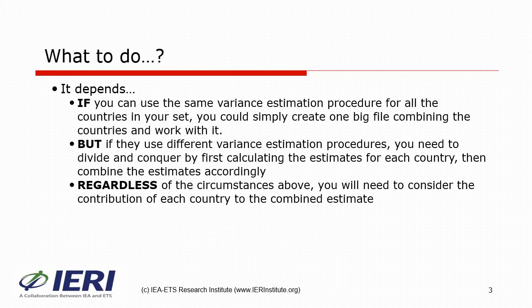So what to do? It ultimately depends on if you can use the same variance estimation procedure for all the countries in your set. You could simply create one big file combining the countries and work with it. But if they use different variance estimation procedures, you need to divide and conquer by first calculating the estimates for each country and then combine these estimates accordingly. Regardless of the circumstances above, you will need to consider the contribution of each country to the combined estimates.